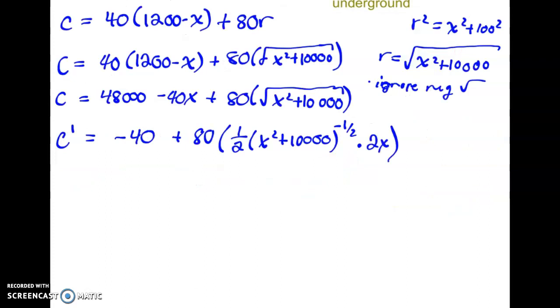Okay, so this would be our derivative. We have a half times the 2x, so those would cancel each other out. And we can simplify this a little bit. Okay, and we can also set it equal to 0, because of course we're trying to find the least expensive way, we are trying to minimize. So we're going to set it equal to 0.